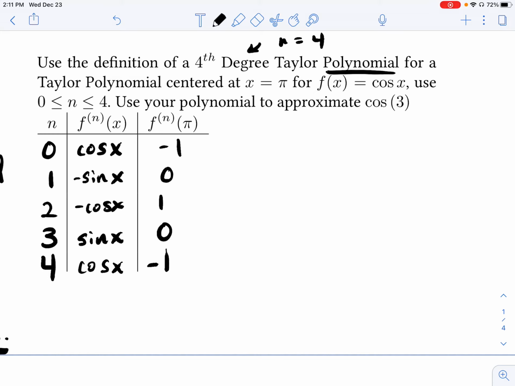So now we're going to build our polynomial. So our fourth degree polynomial, meaning when n is equal to 4, is the following.